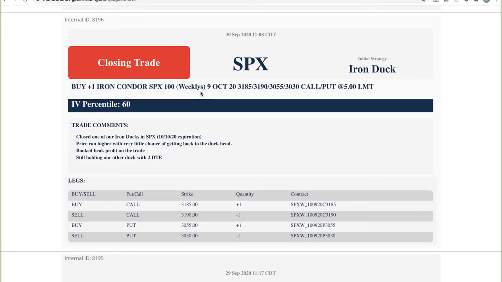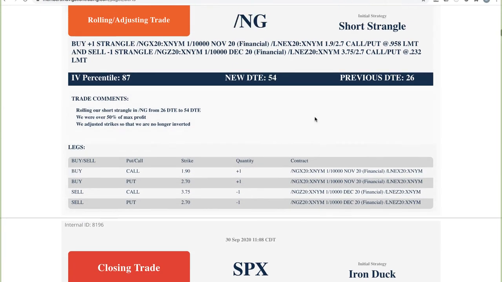Closing trade in SPX. We had an iron duck. Price ran higher, so had very little chance of getting back to the duck head. So we just booked that, booked about beak profit on the trade. In fact, exactly beak profit on the trade. The call spread was $5 wide, and we closed it out for $5. I think we made $165 on that one.